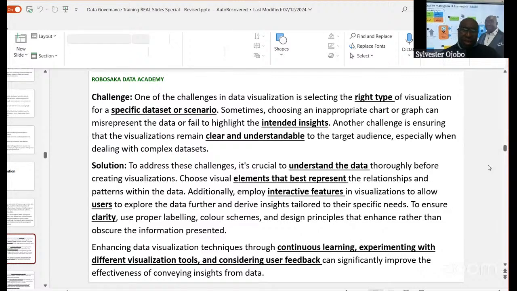And it's good also to have proper labeling and color schemes. If you have different bars, you can represent them with red, green, yellow, that kind of thing.